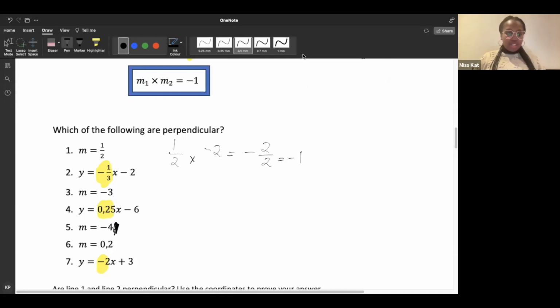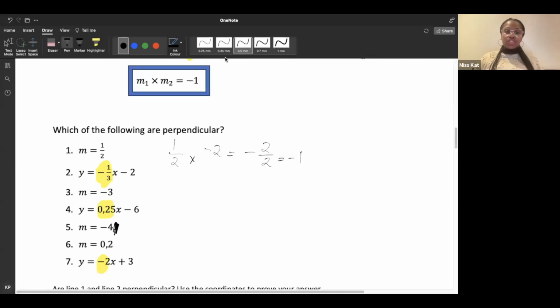Let's see if we can find the second pair. Oh, I see Tabang also said it. I just showed you, Natasha. We took the gradient for number 1 and 7. So that was a half for number 1 and -2 for number 7. Multiplied them and we got a -1. That means they are perpendicular.